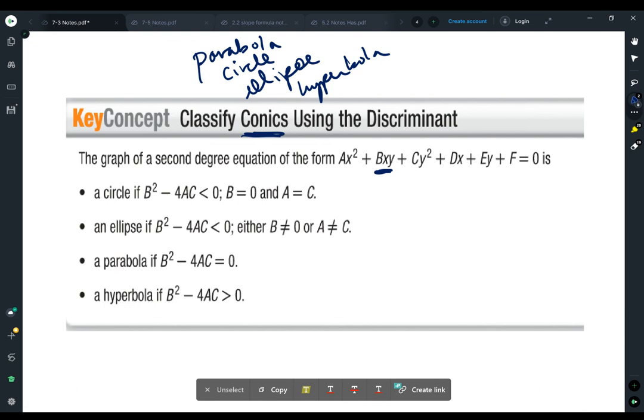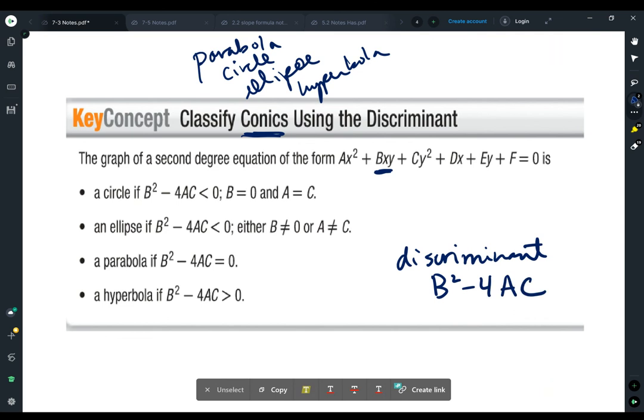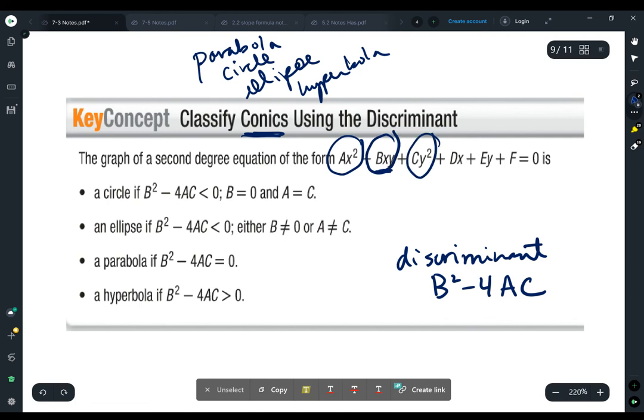We do what's called a discriminant, and it looks like part of the quadratic formula: B squared minus 4AC. We write them capital here because I don't have a normal quadratic. I have a second degree equation with Ax squared, B multiplied by xy, and C multiplied by y squared. I don't care about D, E, or F. We do not use them. So you do need to memorize this.